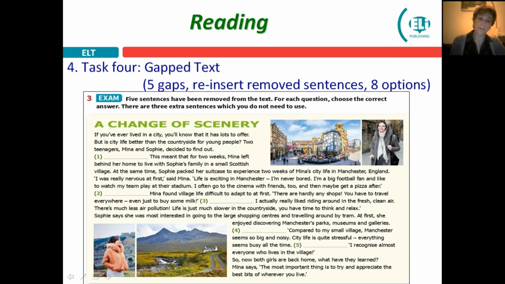Task 4. Task 4 is a gapped text. So we have a text with gaps. There are 5 gaps, and each gap corresponds to a sentence that has been removed. But they have 8 options to choose from. So what the students have to do is they have to choose the correct sentence which fills each gap. There are, however, these 3 distractors to reduce the guessing factor.